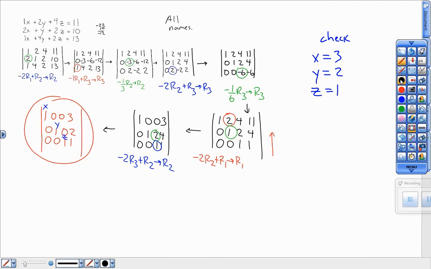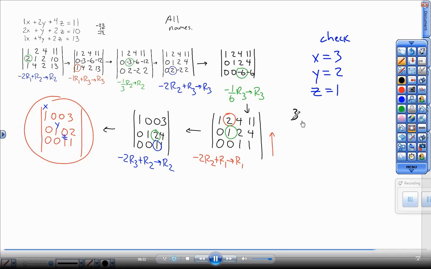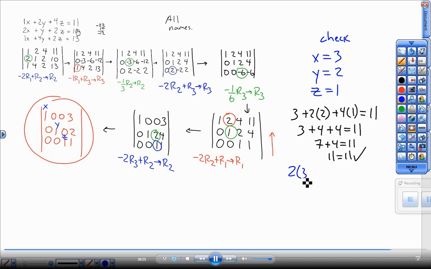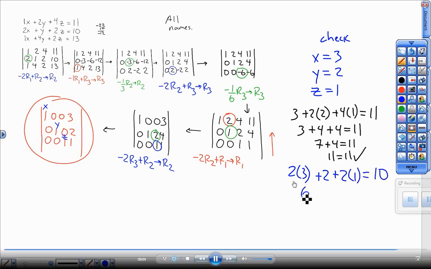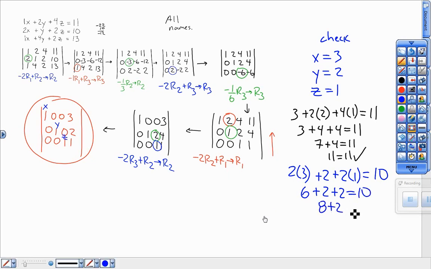First equation I'll do in black, 3 where x is, plus 2 times 2, plus 4 times 1, plugging into that top equation, should give me 11. 3 plus 6, plus 4 equals 11, that is true. 7 plus 4 equals 11, 11 equals 11, true. Plug those into the second equation. 2 times 3 plus 2 plus 2 times 1. Add them up, should give me 10. This gives me 6 plus 2 plus 2. And yes, that indeed equals 10.